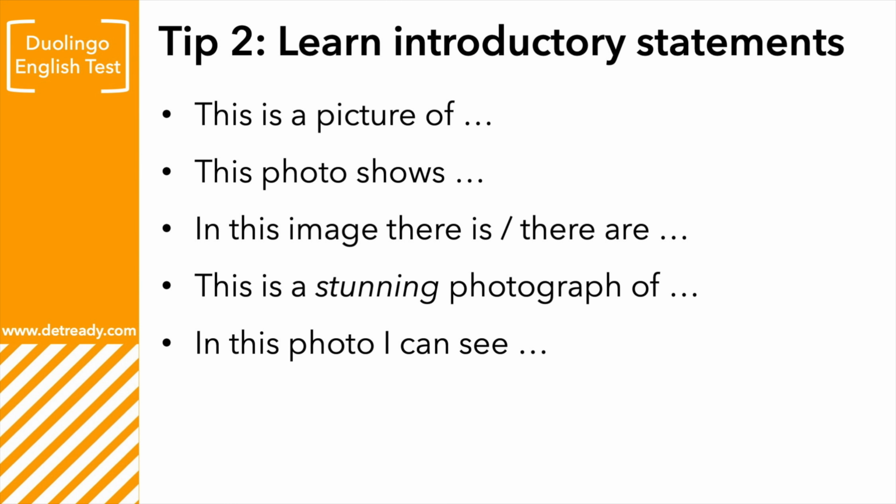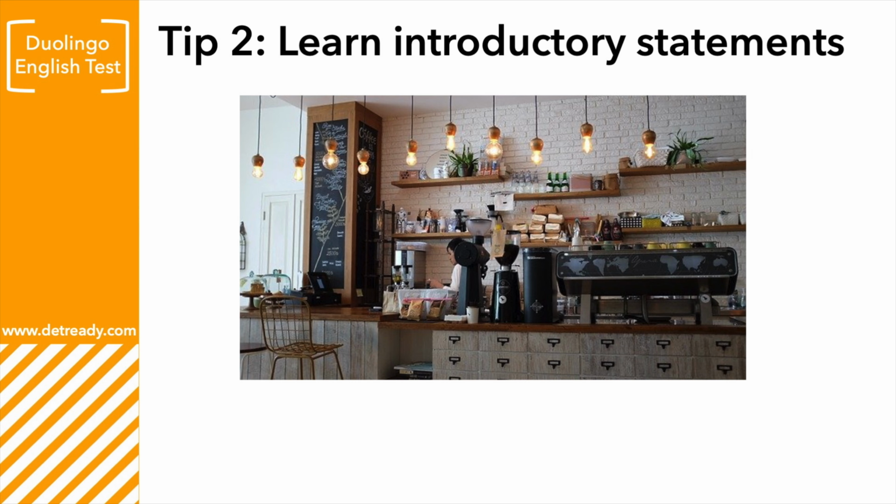You can say, this is a picture of. This photo shows. In this image there are. Or you can use more adjectives in your answer. For example, this is a stunning photograph of. You can change stunning with another adjective, like beautiful. You can also say, in this photo I can see. So here are some examples.